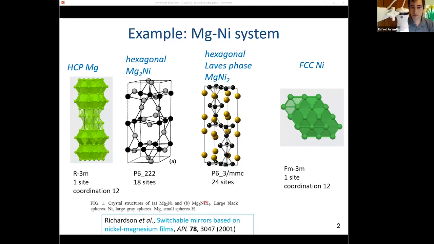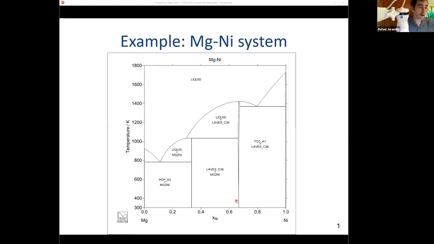But this is the point I want to make here: these are very distinct structures and they only occur at very distinct compositions. That's the hallmark of an intermediate phase, that is a line compound.